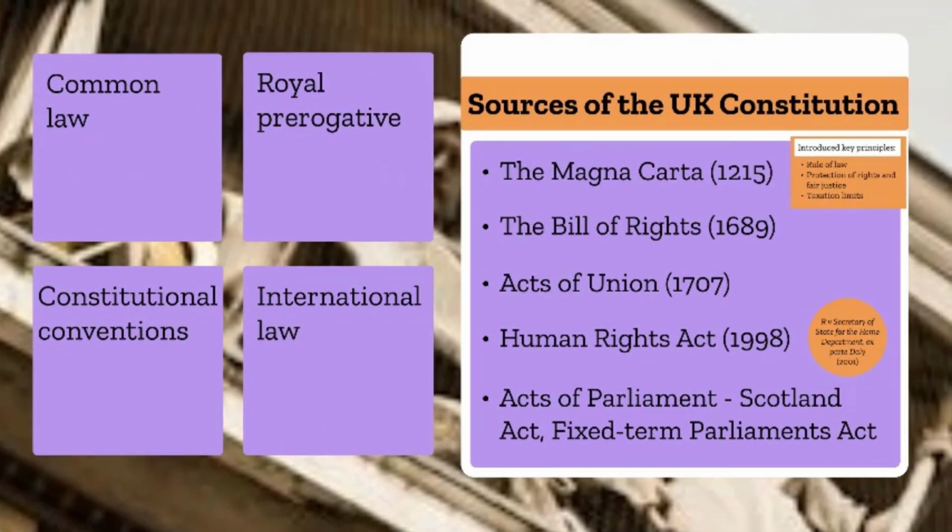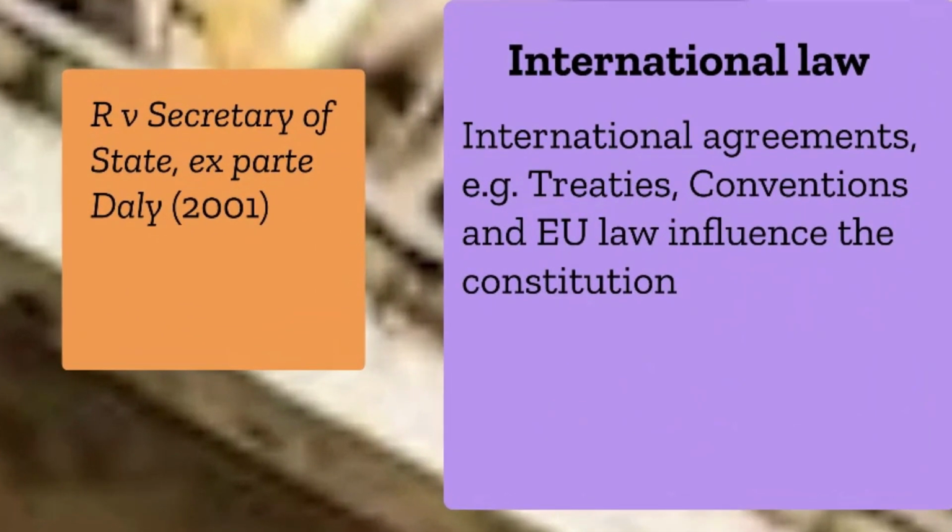And then we have international law as well. So international agreements that influence the United Kingdom's constitution. So this can be things such as treaties, conventions, EU law, other global conventions as well, such as the Geneva Convention with regards to war crimes and war in general and rules of war. All of these are things that impact the United Kingdom.